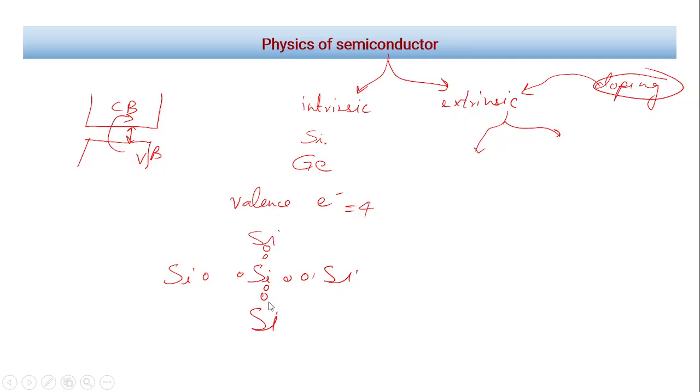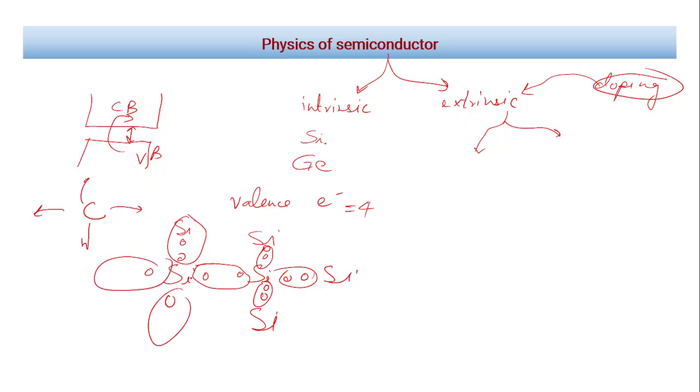So what this kind of element does is share, like the same situation for carbon atoms, which form covalent bonding with other carbon atoms. That means they share. This has 4 valence electrons, this is also 4, so they will share these two. So for this silicon atom there will be 8 electrons. Similarly for this one, it will share with the other one, so it will also have 8. This way they form the bonding. This is how an intrinsic semiconductor is.